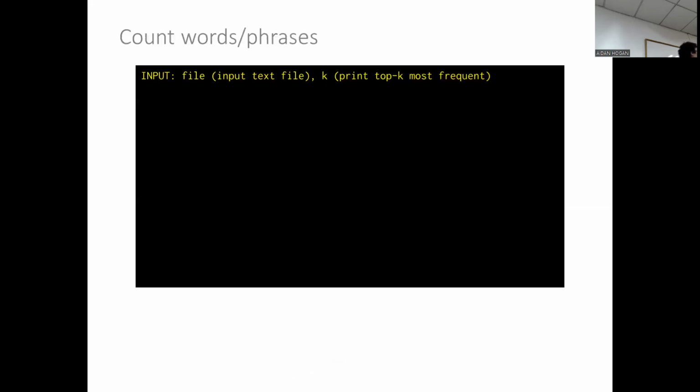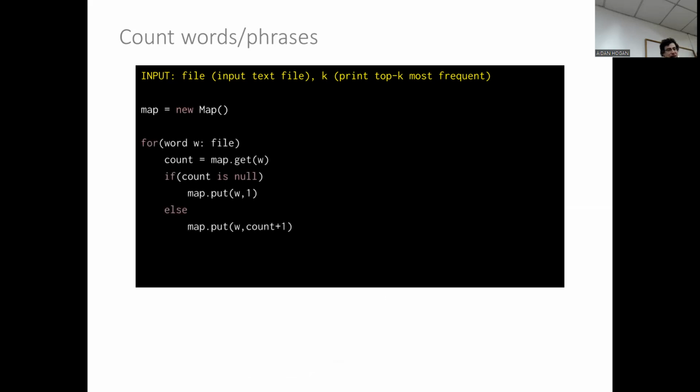So something like this, right? You have a file input and your input is K, which is I want the top 10 or I want the top 100, right? You have a map or a dictionary. You go through it and for every word in the file, I'm going to skip the parsing, but let's assume that as we read it, we break it up by spaces. It's not very difficult, right? For every word in the file, I'm going to get the count of that word from the map. If it doesn't exist, I'm going to put in the word and 1. If it does exist, I'm going to put in the word and the value plus 1.